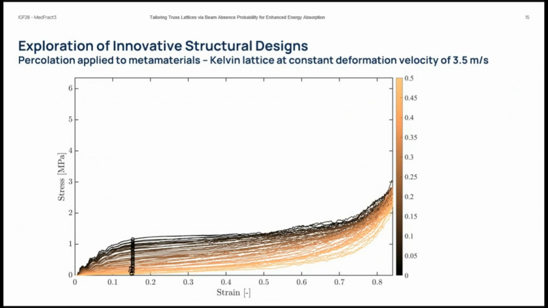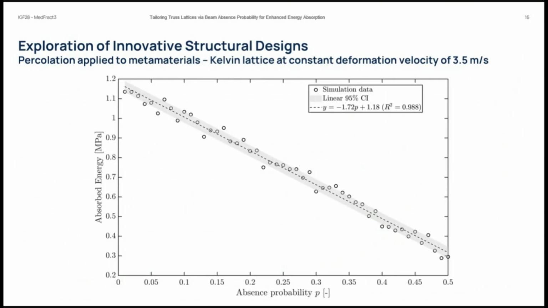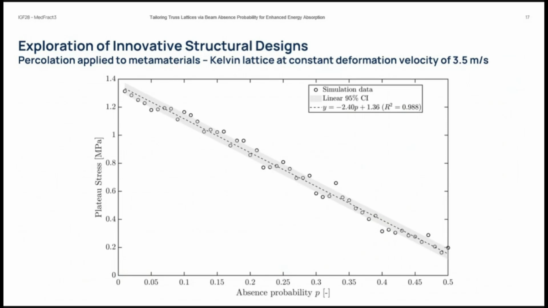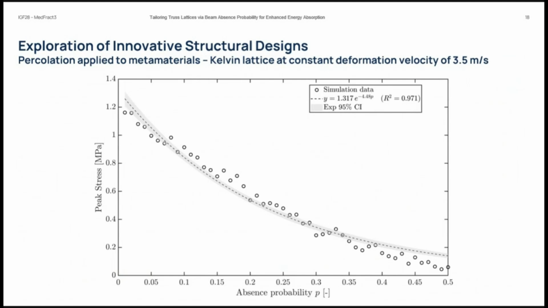Now, if you want to create trend lines, you will see that the absorbed energy depends linearly on the absence probability P. You will see that the plateau stress depends linearly on the absence probability P, but you will see that the peak stress instead is described by a power law. And this is interesting because if you use very small absence probability, you will decrease the peak stress faster than energy absorption. And we don't want peak stresses here. So this is the case for 3.5 meters per second.